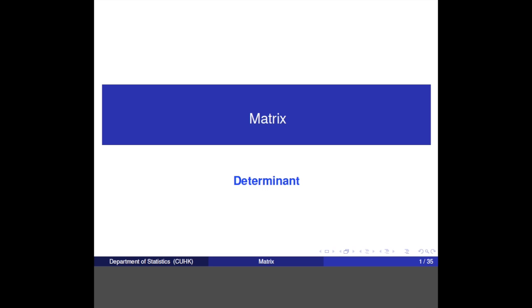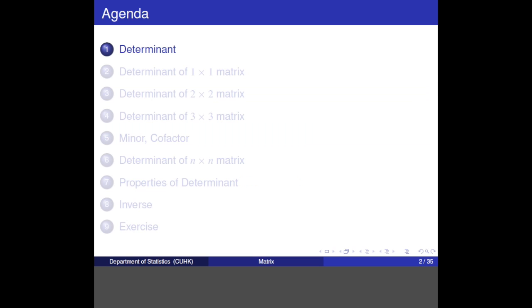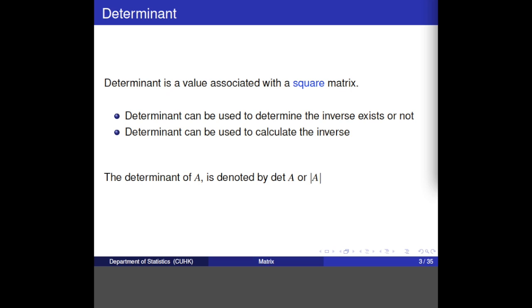In this tutorial, we will focus on determinant of matrix. Determinant. Determinant is a value associated with a square matrix. Determinant can be used to determine the inverse exists or not. In addition, determinant can be used to find the inverse. The determinant of A is denoted by this symbol or this symbol.